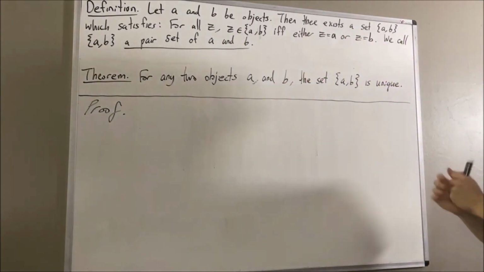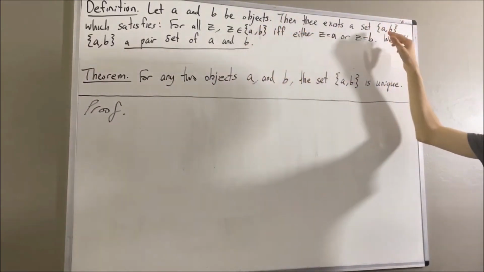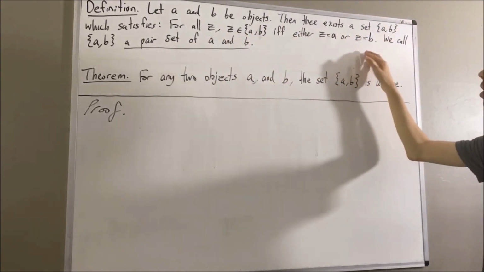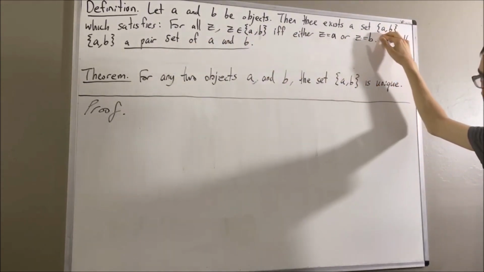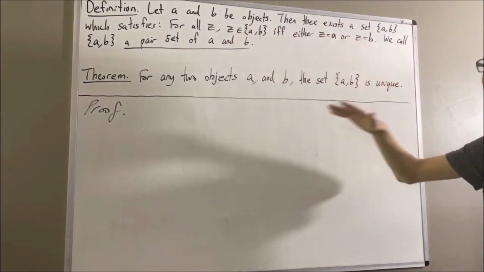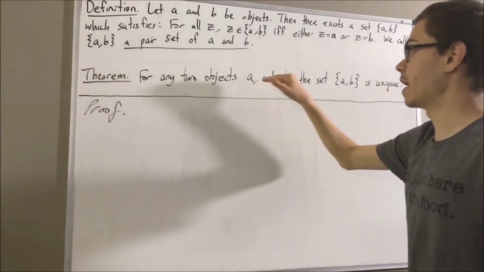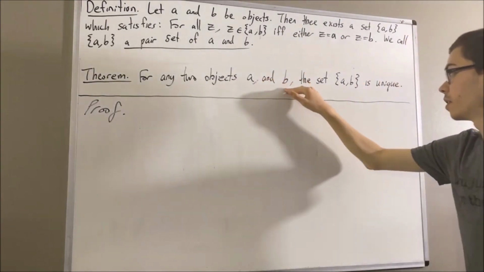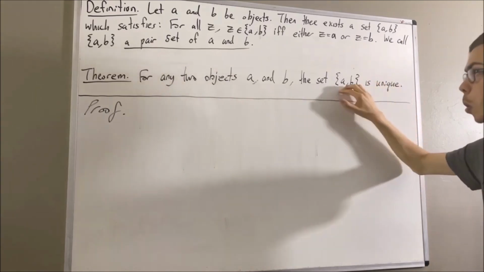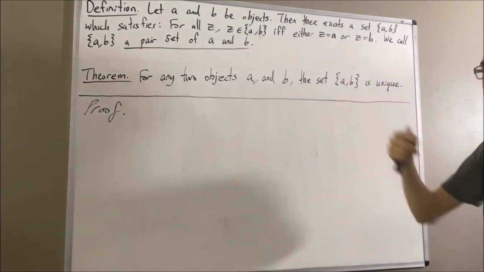Okay, now this definition only says that there exists a set which satisfies this statement. How do we know that this set is the only set which satisfies this statement? That's what we're going to prove. We're going to prove that given any two objects, A and B, the pair set of A and B is unique, right? It's the only set which satisfies this statement. So now let's get into the proof.